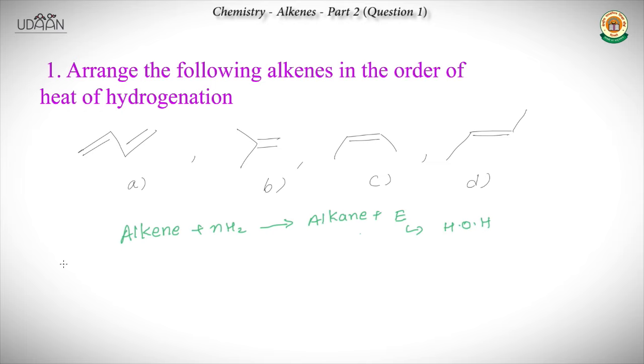Now the first thing you need to know is, as the number of carbon-carbon double bonds increases, energy release increases. This is a very obvious thing, because if the number of carbon-carbon double bonds is more, then the contribution to the total energy release will be from each of the carbon-carbon double bonds. As a result, you get more energy. So from this you have A greater than B, C and D.